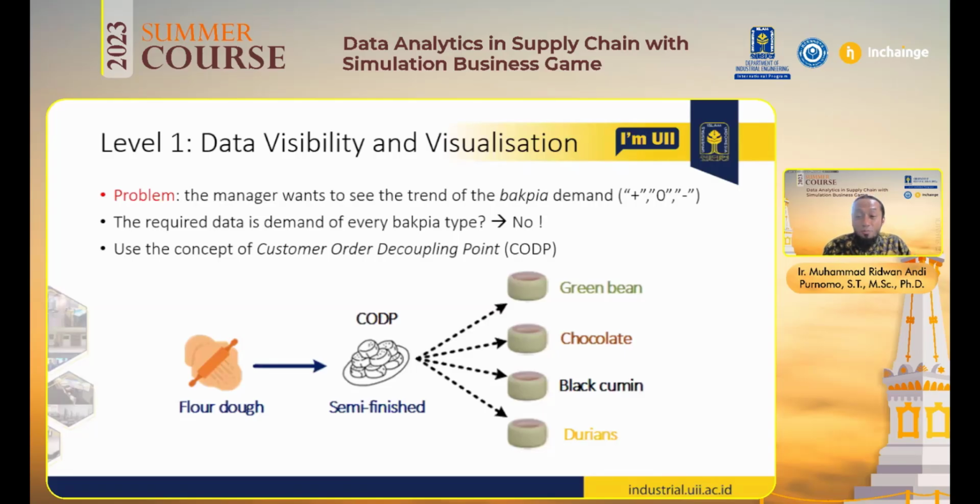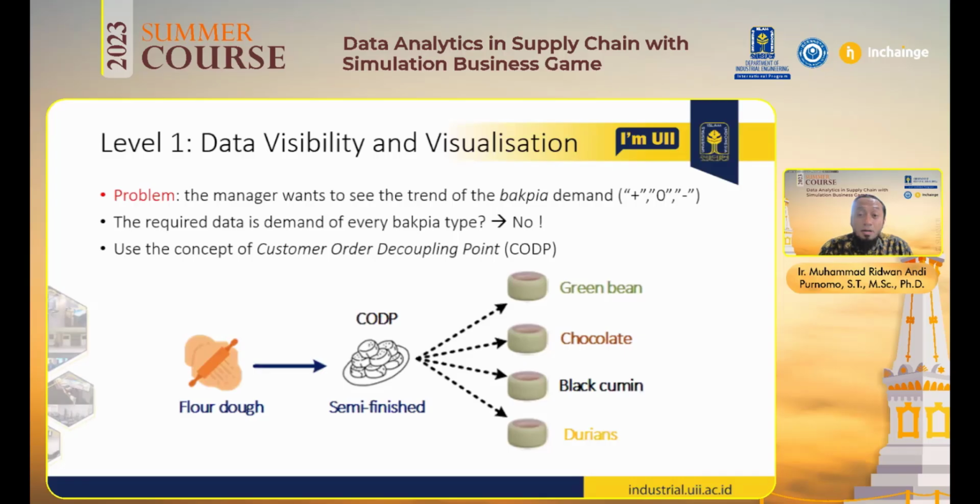Or zero means flat, there is no change in the demand. The demand is constant. Constant here is not exactly constant. The demand is varying, but the variation is very, very small. It's called a close to zero trend. And the last is negative. Negative means that the demand is decreasing from time to time. The required data is demand of every bakpia type.